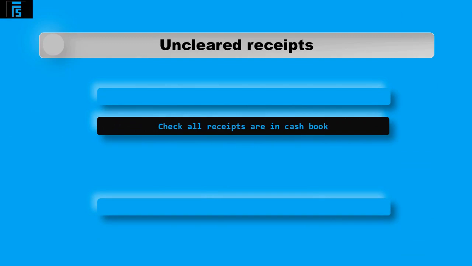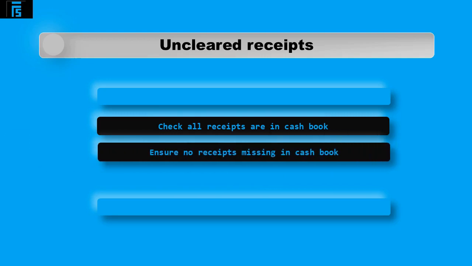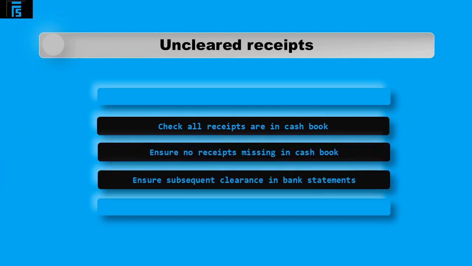Then any uncleared receipts would be audited. They would need to agree that all uncleared receipts on the bank reconciliation are in the cash book. Ensure that there are no missing receipts from the cash book and inspect the bank statements after the year end to ensure the receipts have now cleared.